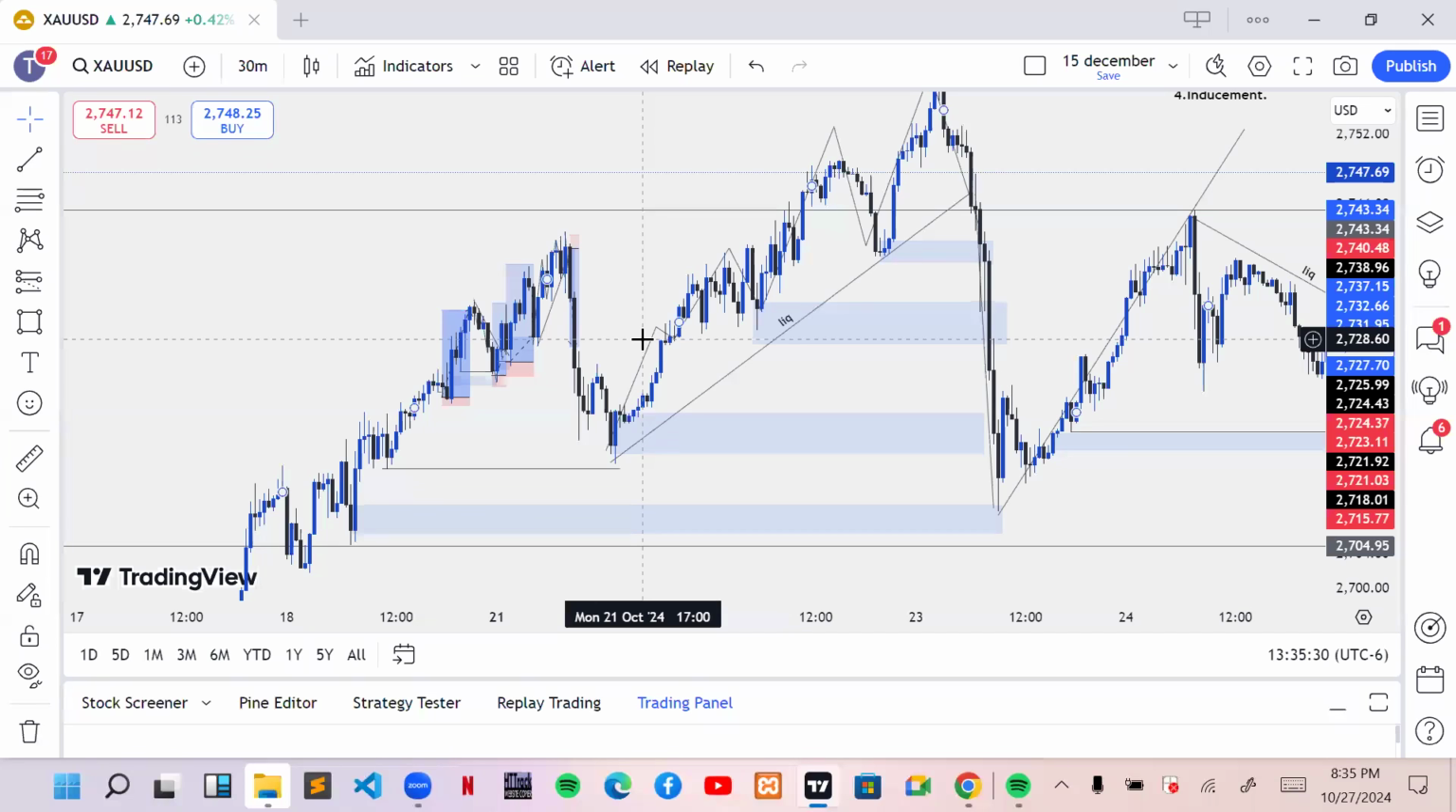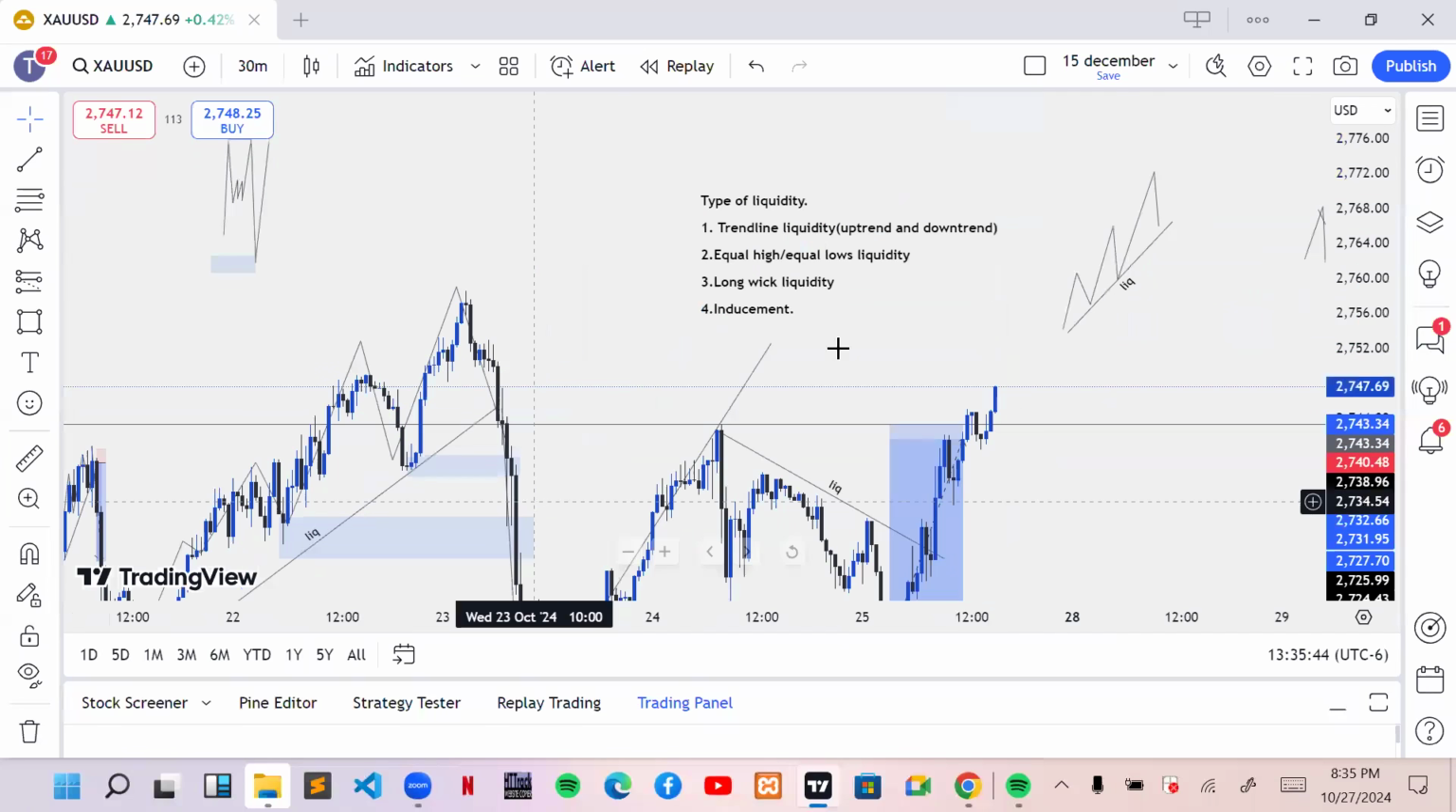Once the market has left that trend line liquidity, it will trigger the point of interest that is closest to that trend line liquidity. After triggering it, that's when you can start seeing signs of a reversal in the market. Hope I'm well understood. So after equal highs and equal lows liquidity, there is what we call long wick liquidity.